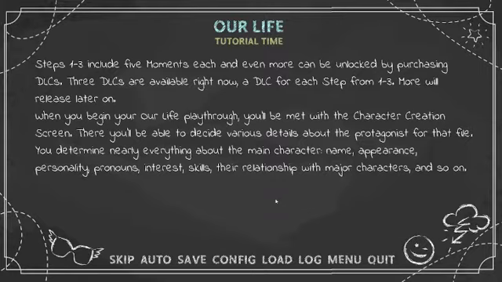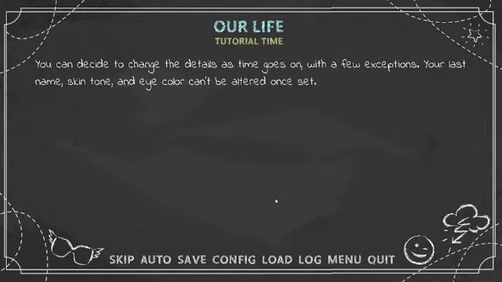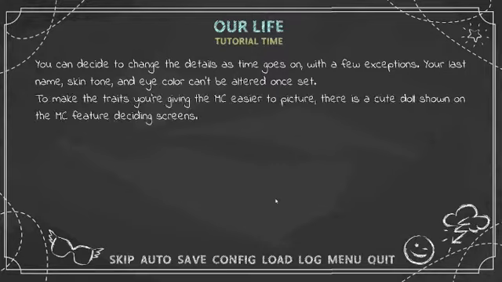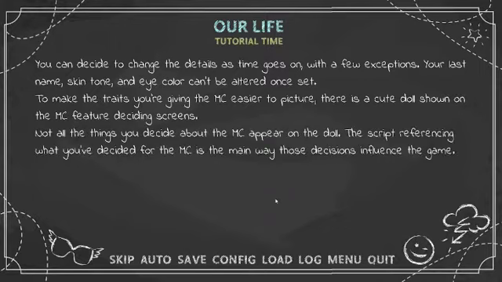You determine nearly everything about the main character: name, appearance, personality, pronouns, interests, skills, their relationship with major characters, and so on. You can decide to change the details as time goes on, with a few exceptions. Last name, skin tone, and eye color can't be altered when it's set. To make the traits you're giving the MC easier to picture, there's a cute doll shown on the MC feature deciding screen. Now, not all the things you decide about the MC appear on the doll. The script referencing what you decide for the MC is the main way that those decisions influence the game.